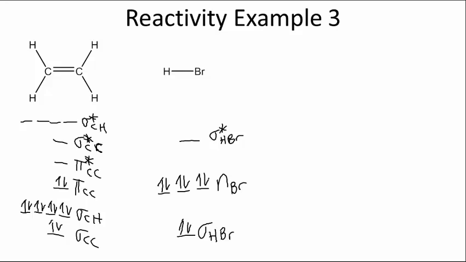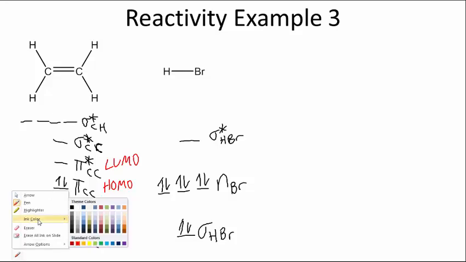All right, so now I have to decide who's going to be the donor, who's going to be the acceptor. And there's not necessarily a clear winner. I could start by just identifying the HOMO and the LUMO for each. So for the molecule on the left, what's the highest occupied molecular orbital? Pi CC. What's the LUMO? Oh, on this one, pi star CC is the LUMO.